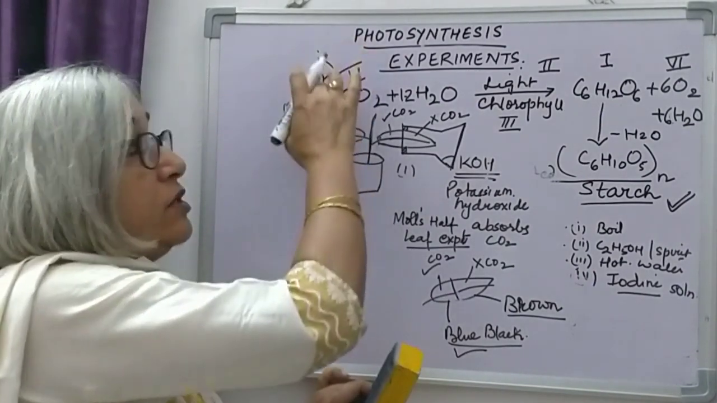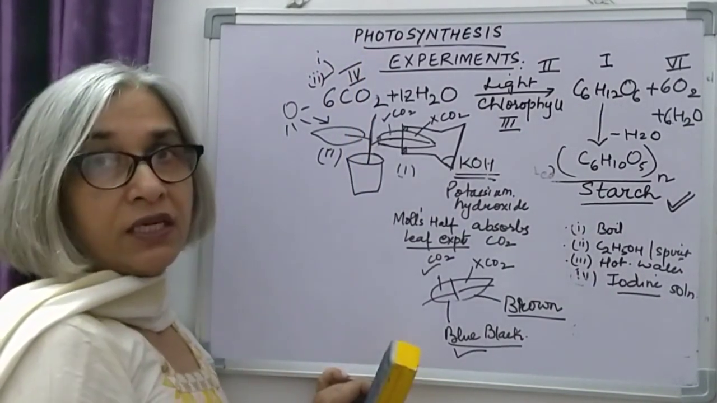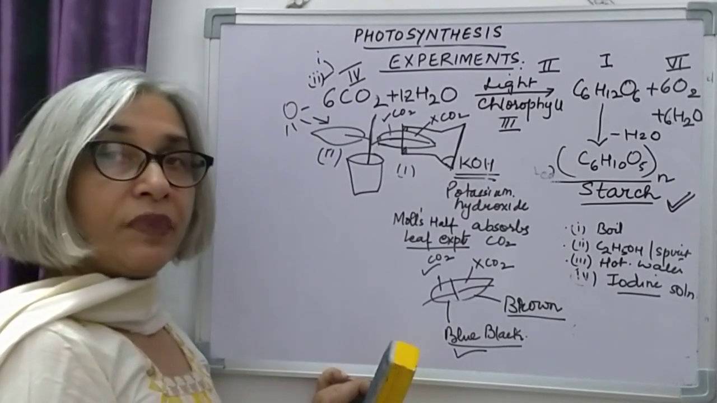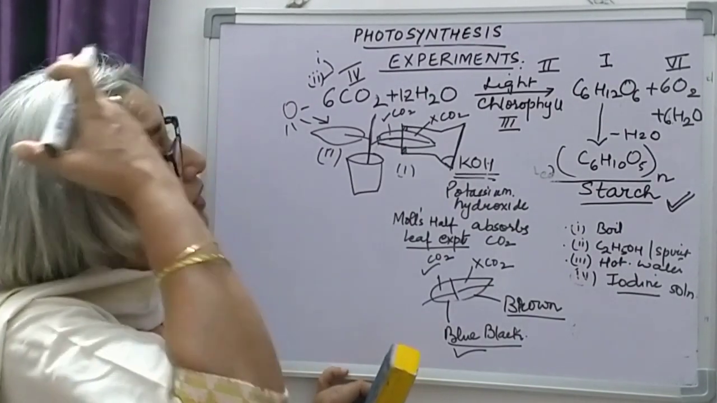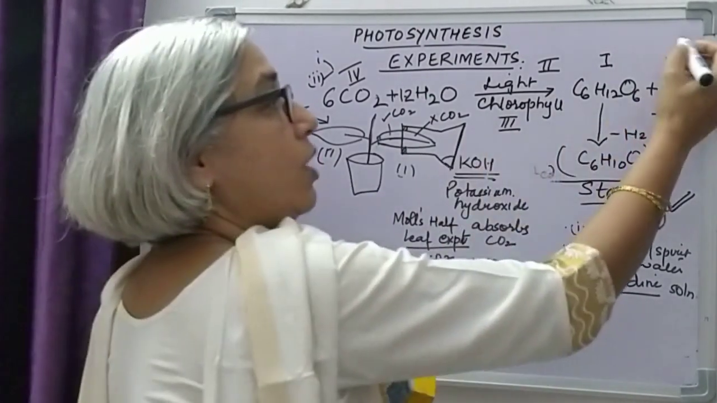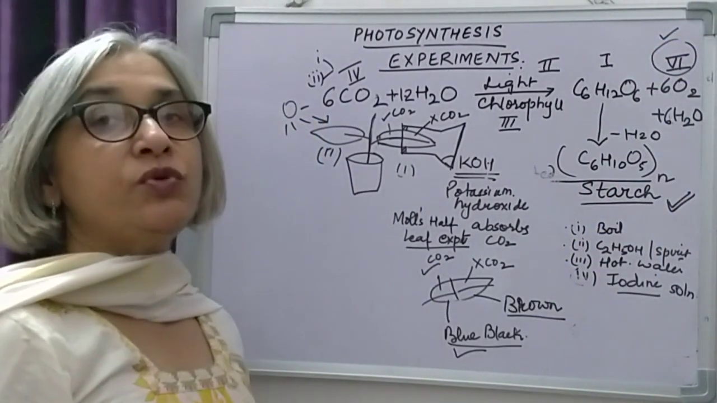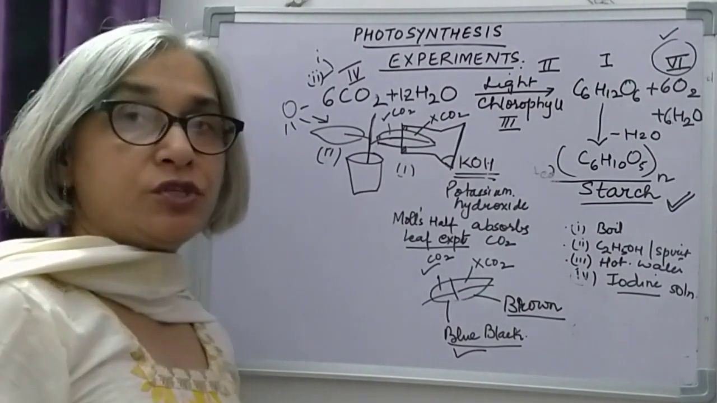So 2 experiments we did. In one, the whole leaf was inside a flask containing KOH. In the second, half leaf was inside the flask containing KOH. So with this we have done 5 experiments. Now we come to the 6th one, that oxygen is produced as a byproduct during the process of photosynthesis.